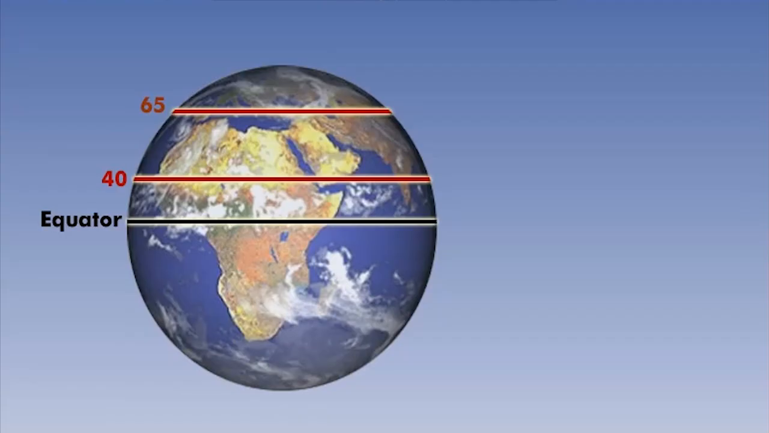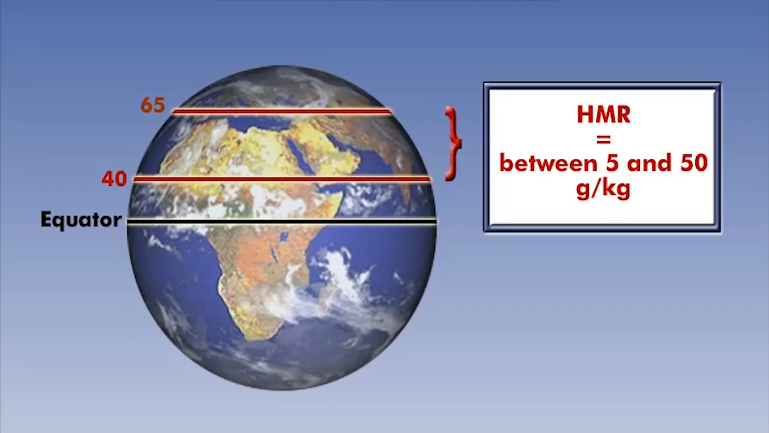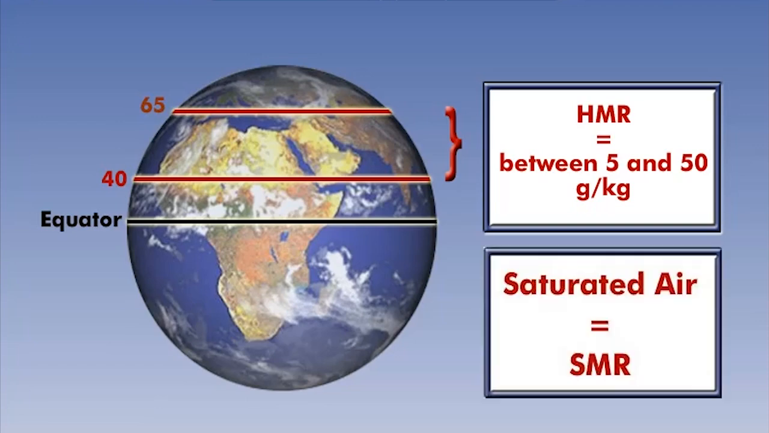In temperate latitudes, the HMR value lies somewhere between 5 and 50 grams per kilogram. In unsaturated air, the HMR remains constant with increasing height, whereas pressure and temperature decrease. Saturation mixing ratio, or SMR, is simply the HMR when the air is saturated.